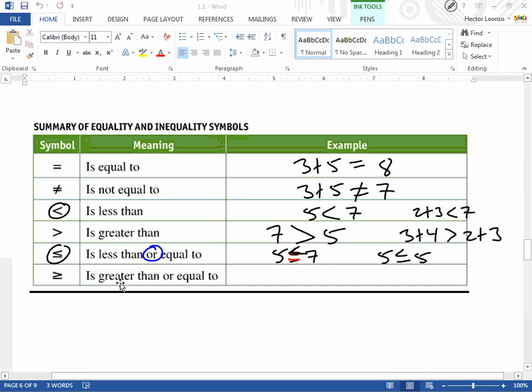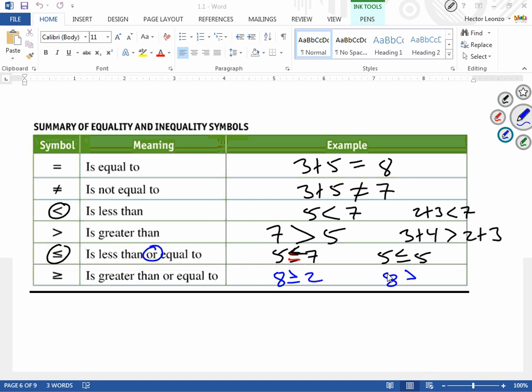Same thing with this bottom part, is greater than or equal to. Technically we have an inequality sign, but we also have an equal sign. So from the two signs, one of them is correct. An example we could use is 8 is greater than or equal to 2, because we know 8 is greater than 2. But at the same time, we can say 8 is greater than or equal to 8, because 8 is equal to 8. So remember, it's either the inequality sign or the equal sign that is correct.